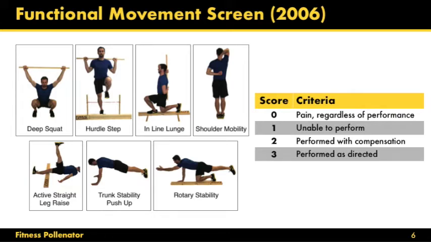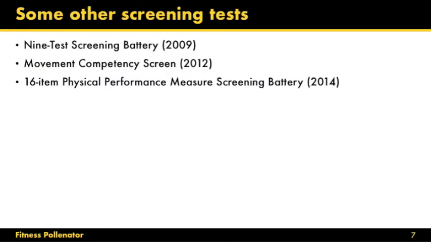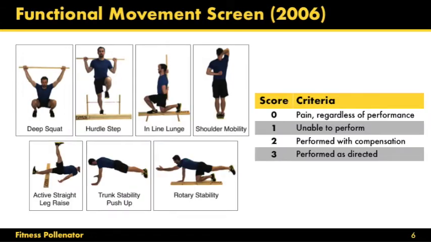1 means that they can't perform the movement. 2 is that they can perform it but with some sort of compensation. And 3, that they perform the movement as directed. Generally speaking, a 2 is considered good enough that you can load that movement pattern. So if you take all of the tests and multiply by the maximum score, you could get a total composite score of 21.